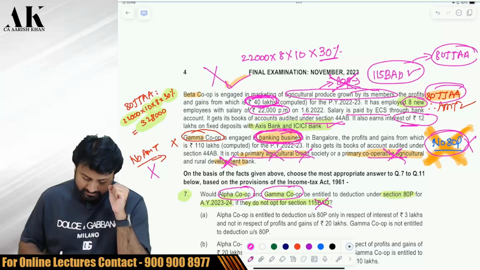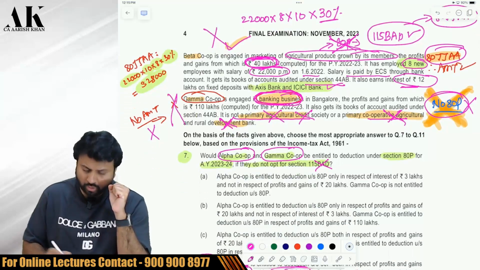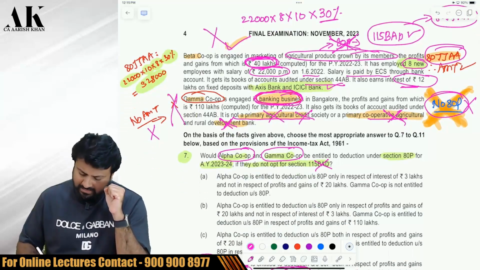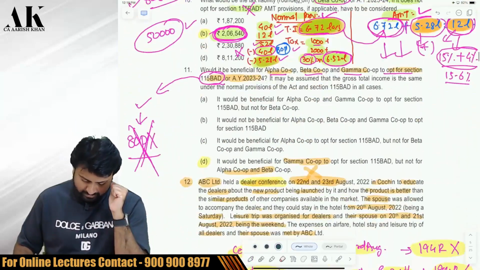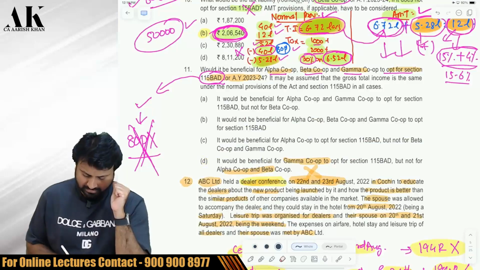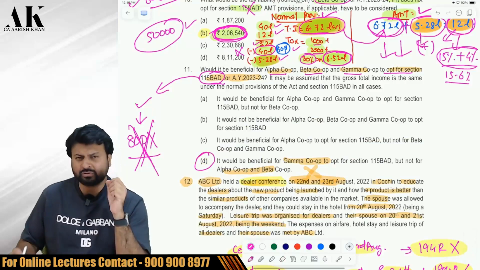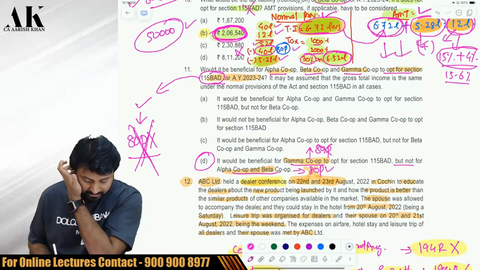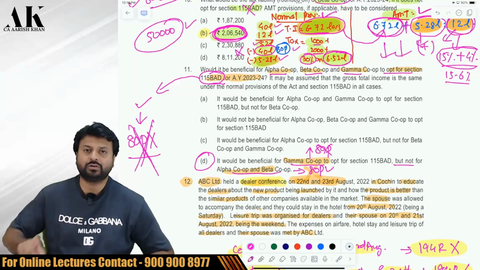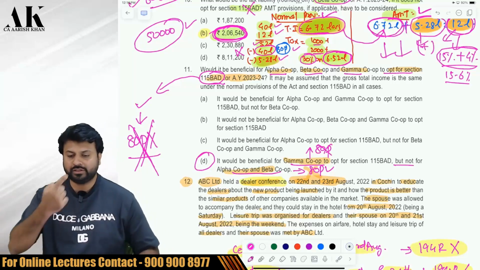Is gamma eligible for ATP? No. Gamma is not eligible for ATP. Therefore, for gamma, it is beneficial that you go for 115 BAD. And that is my answer, which is coming out of logic. Check. It would be beneficial for gamma because gamma is not claiming ATP. But not for alpha and beta, because both of them are claiming ATP. So, ATP would be beneficial as compared to 115 BAD. Check it, please.